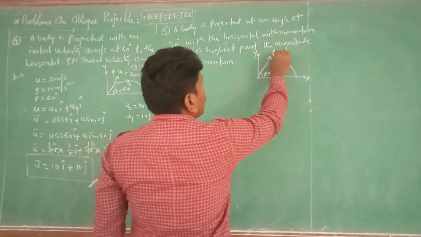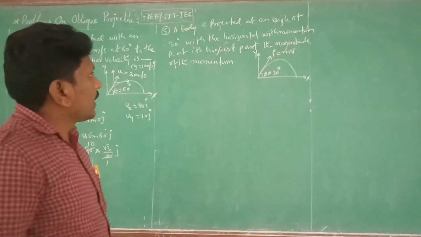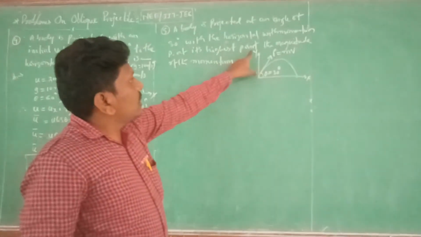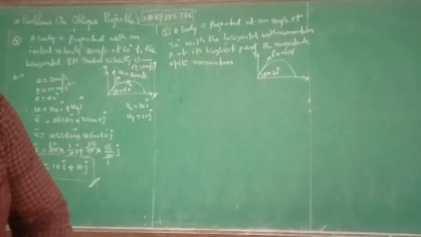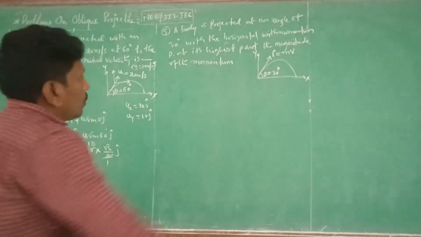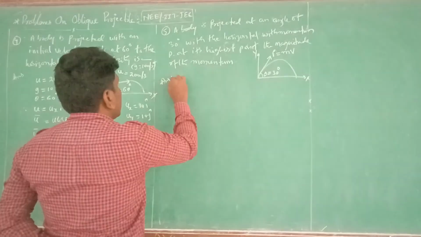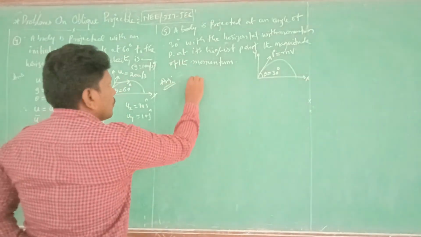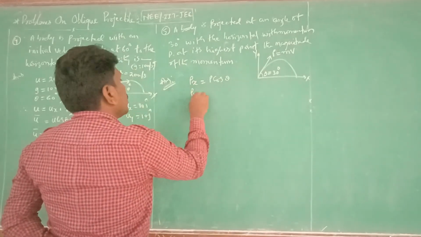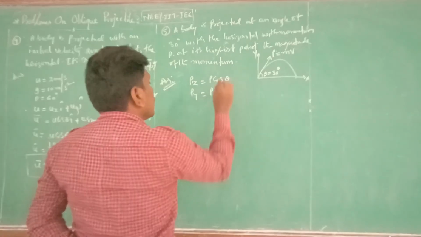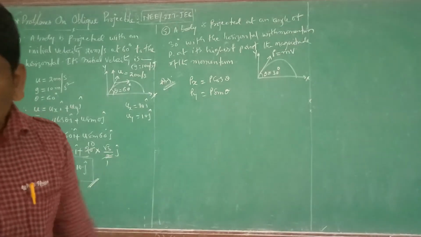So p is equal to mv, or we can write it as mu. At the highest point, we need to find the magnitude of the momentum. Clear? Theta is given already. So we know that px is equal to p cos theta and py is equal to p sin theta. Clear? After that we can go through the magnitude of the momentum.